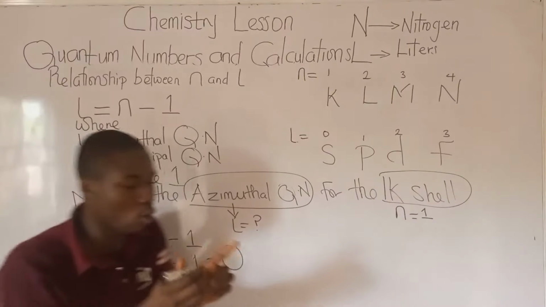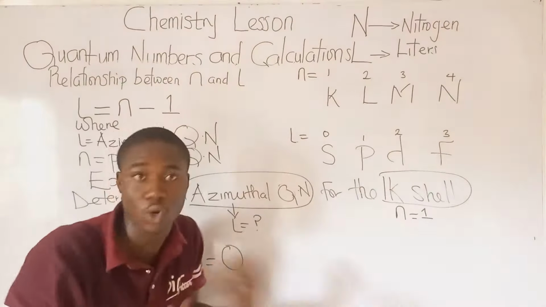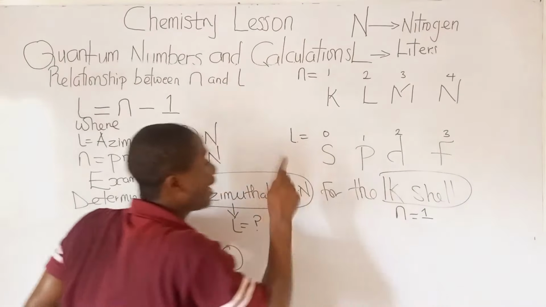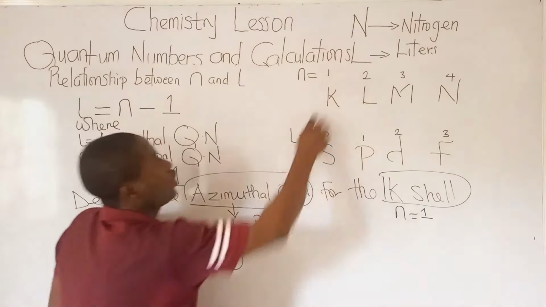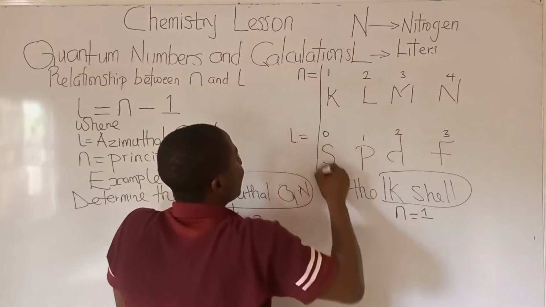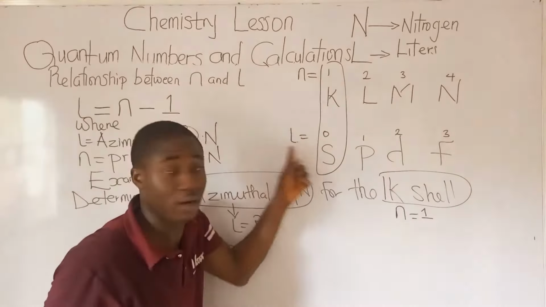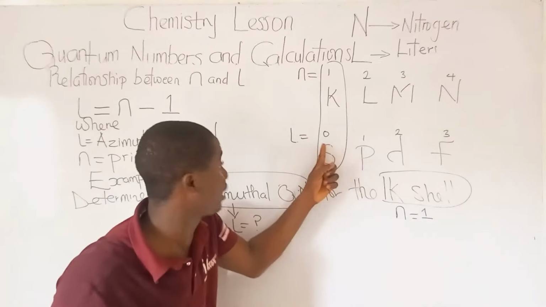So you can see how it works, because we can use this same diagram, this representation, to solve this practice question without even using the formula. And how do we do that? They said determine the value for L, which is our azimuthal quantum number, for the K shell. All of them are going in a vertical order. You can see here that for the K shell, the N value was 1. So what becomes the L value for this same K shell when you are coming down? Zero. You can see it here.